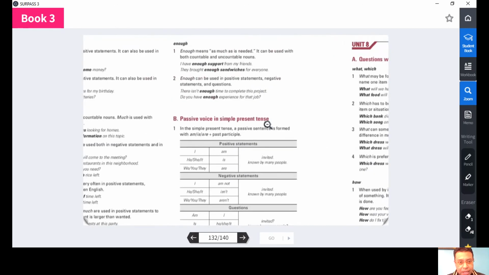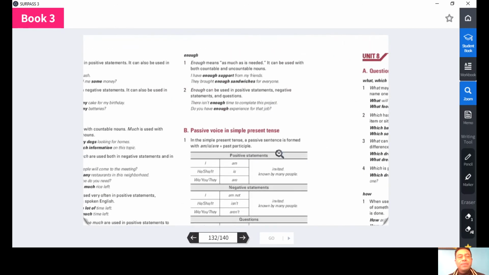Okay. And the final one, enough. I like this word because enough is suficiente. Not enough, no suficiente. Enough means as much as I need. It can be used with both countable and uncountable nouns. I have enough support from my friends. Tengo el suficiente apoyo. I have enough support. They brought enough sandwiches for everyone. Enough support is uncountable. Sandwiches are countable.